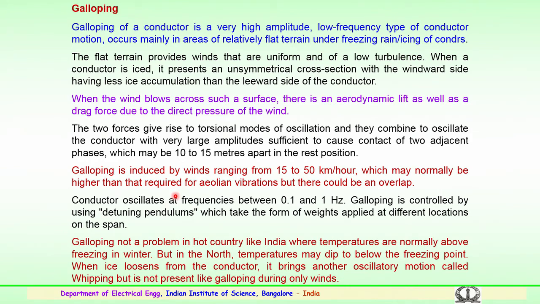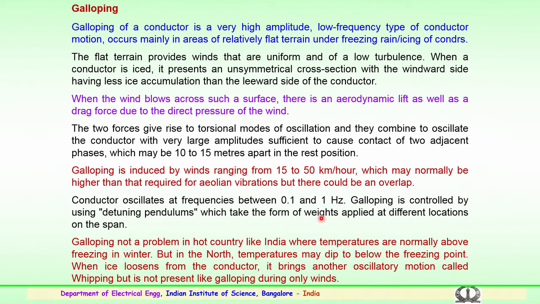The two forces, because of the pressure, give rise to torsional modes of oscillation, and they combine to oscillate the conductor with large amplitude, and this will be sufficient to cause contact of two adjacent phases in the tower, which may be 10 to 15 meters apart in the rest position. So, this could come in contact. So, the galloping is induced by winds ranging from 15 to 50 kilometers per hour, a point to be noted here, which may normally be higher than that required for Aeolian vibrations, which are of lesser speed, but there could be an overlap. The conductor oscillates at very low frequencies, between 0.1 and 1 hertz.